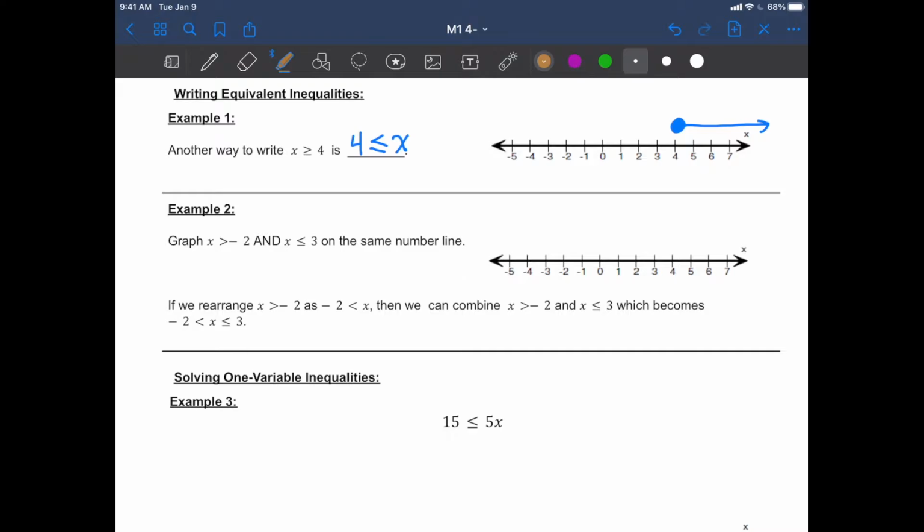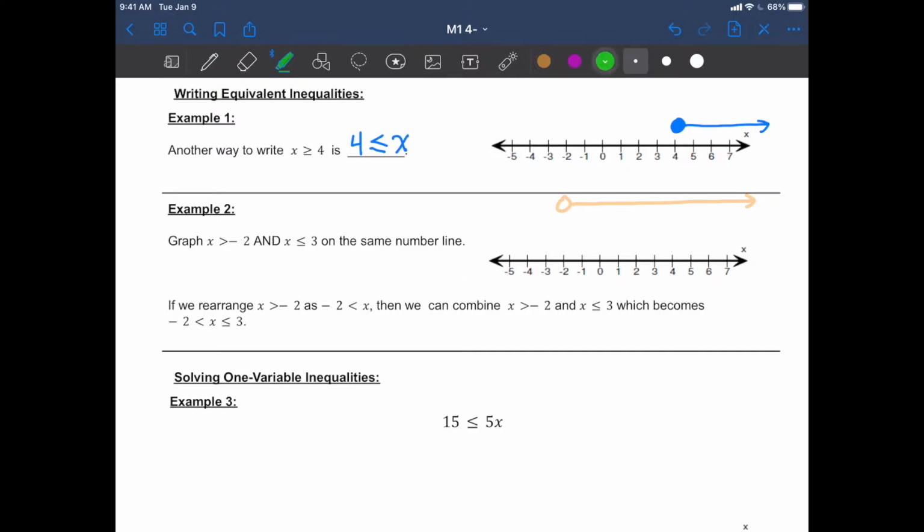Example 2. Graph x is greater than -2 and x is less than or equal to 3 on the same number line. I'm going to do some work here. I'm going to ask that you hold on taking notes until I explain everything. So whatever I graph on this number line has to satisfy both of those inequalities. So if I were to graph them separately, I would graph an open circle on -2 and all x values that are greater point to the right.